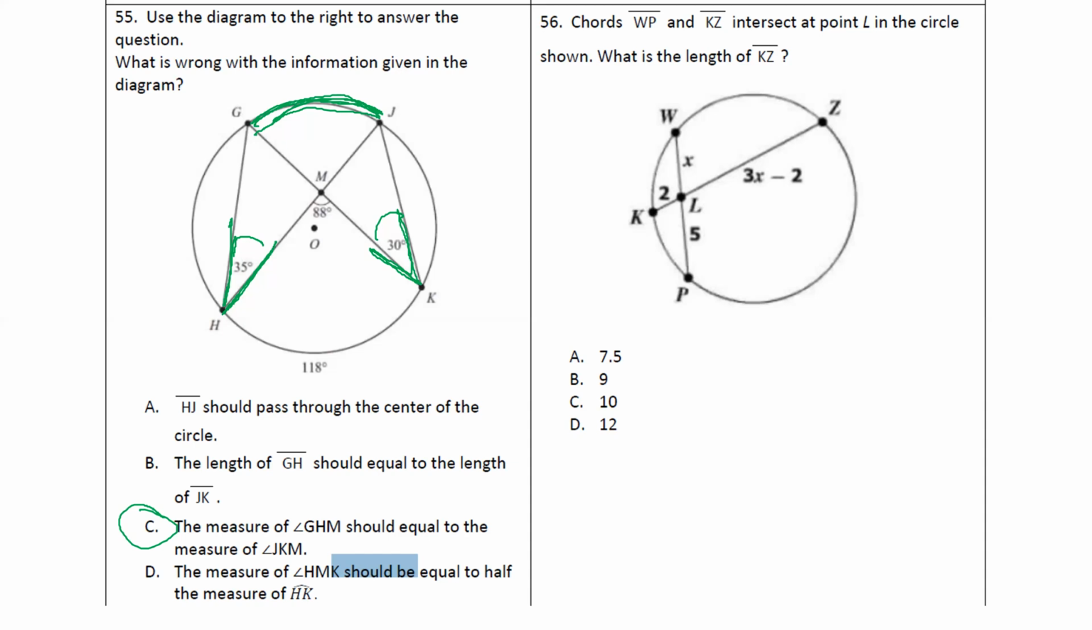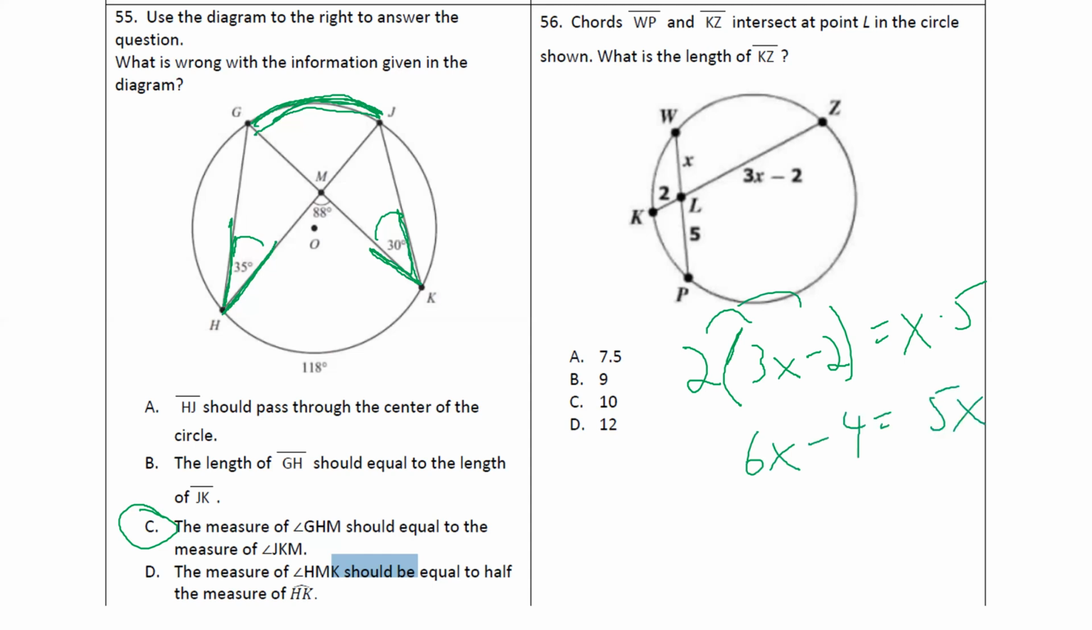On 56, we have chords that are drawn into this circle. And when we have those chords, since they're intersecting, the two parts of the one chord multiplied together should be equal to the two parts of the other chord multiplied together. So writing this as an equation, we have 2 times 3x minus 2 equals x times 5. Multiply it out. So we're distributing that 2. 6x minus 4 equals 5x.